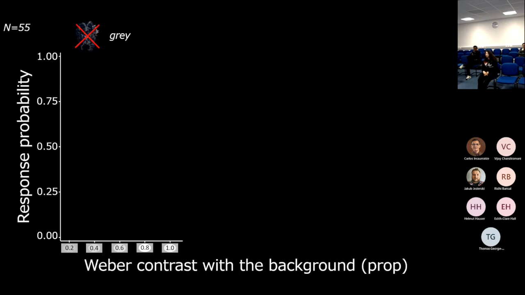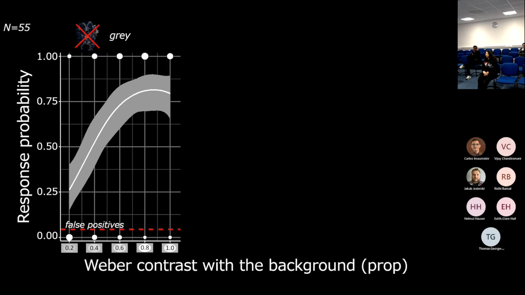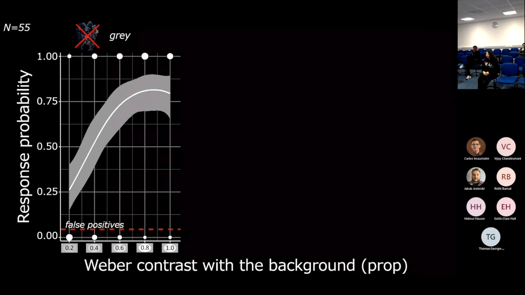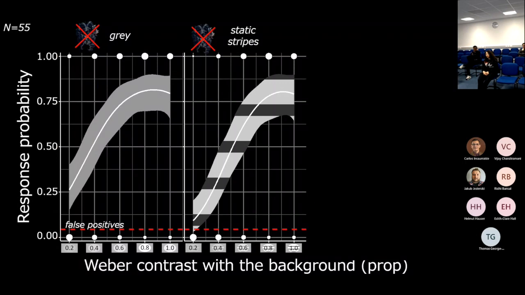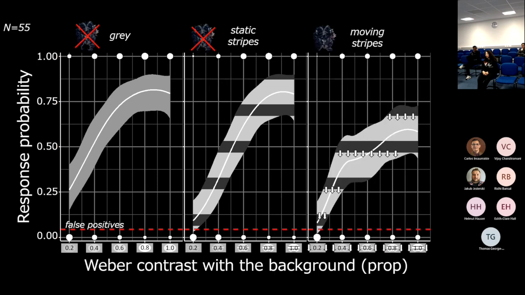So here what we've got is just the grey stimulus. So this is when we show them grey in different levels of contrast. You can see the probability that the crab responds is increasing. The same for a static stripe. It looks very, very similar to this. So as the contrast increases, so does the probability of responding. But when we have moving stripes, we find that something very weird goes on. So at the very high contrasts, the probability that the crab responds seems to be a little bit lower. So there's definitely something interesting going on here.